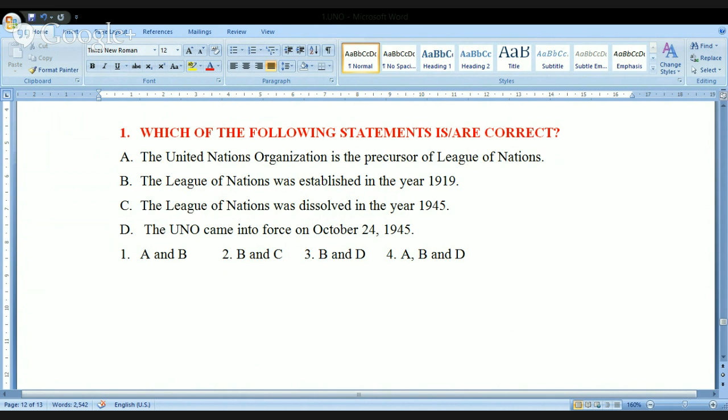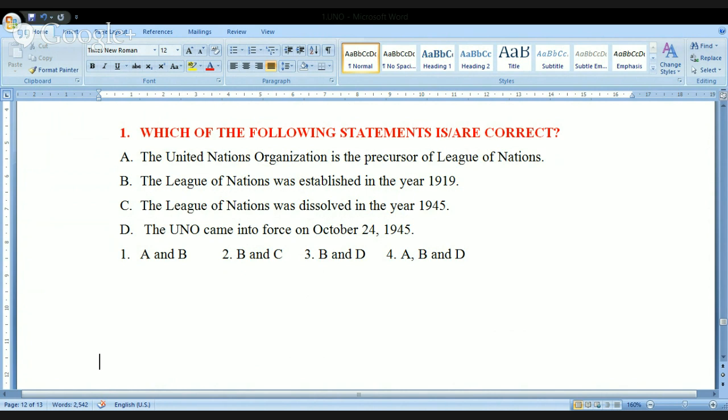Yes, that is the answer. We have seen this: the League of Nations was dissolved in the year 1945. Just to recollect yesterday's class, is it 1945 or 1946? The answer is 1946. So out of A, B, C, only B is correct so far.